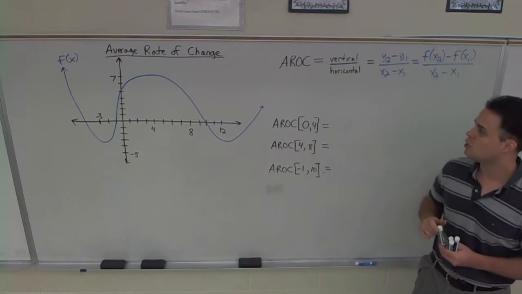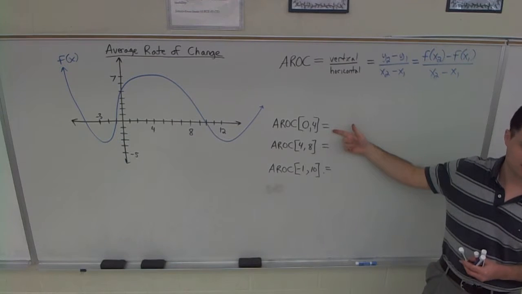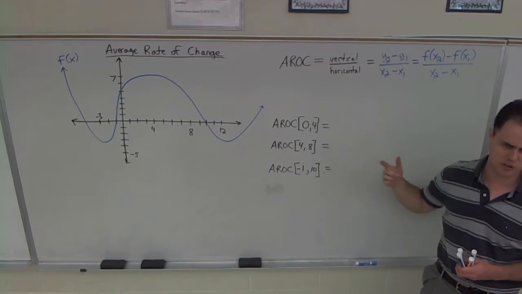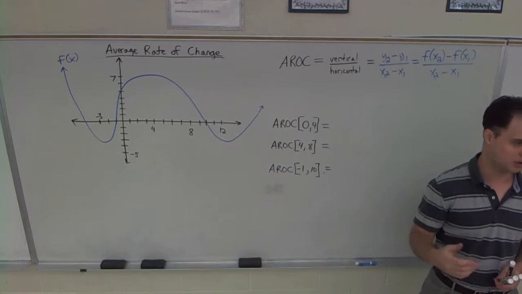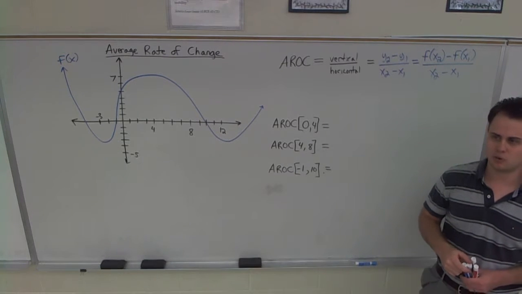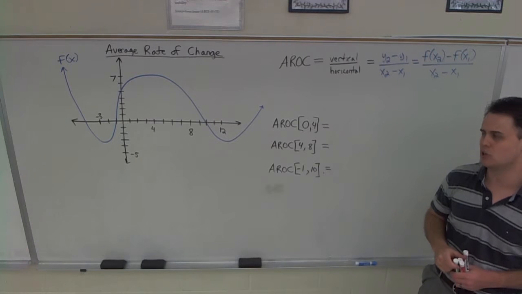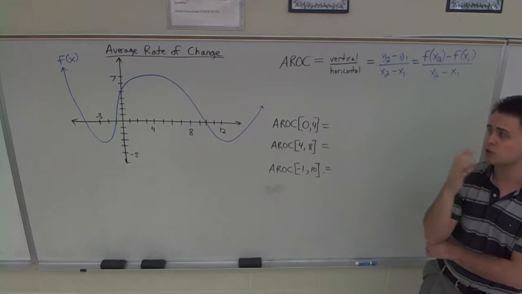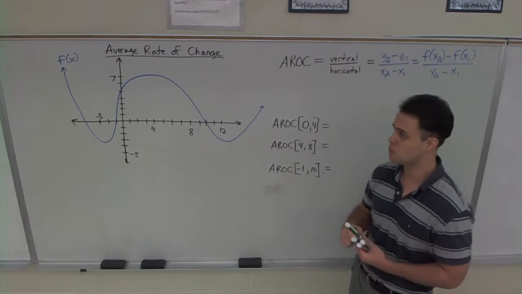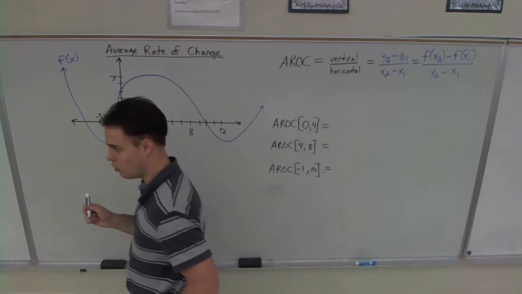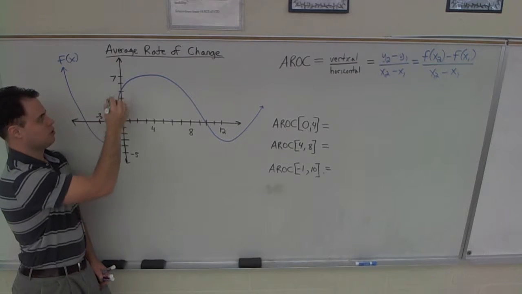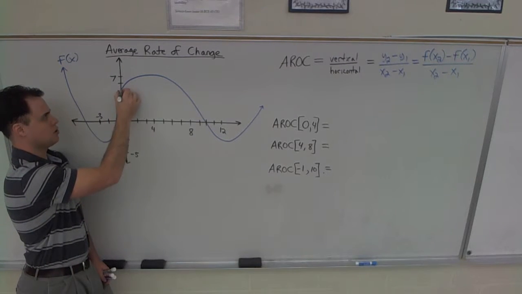Okay? So I said the first A-ROC, that's how I want you to write it out, because you don't want to write average rate of change equals every time, do you? Like, this is going to be annoying. So you're going to use the acronym A-ROC for average rate of change. So first interval I want to consider is between 0 and 4. So let's go look on our graph first. Where's the function at 0? And where is it at 4? So at x equals 0, the first point on our function is right here.